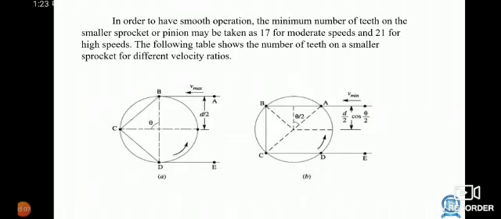In order to have smooth operation, the minimum number of teeth on the smaller sprocket or pinion may be taken as 17 for moderate speed and 21 for high speed. The following table shows the number of teeth on the smaller sprocket for different velocity ratios.